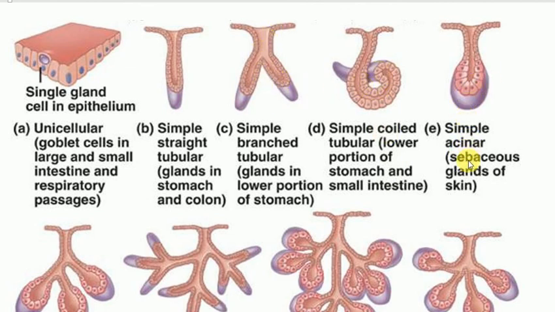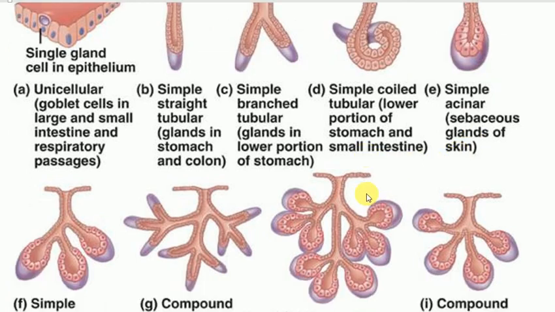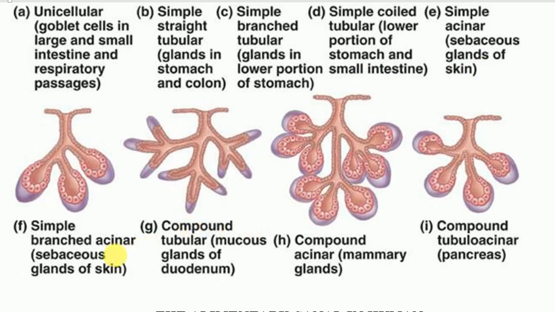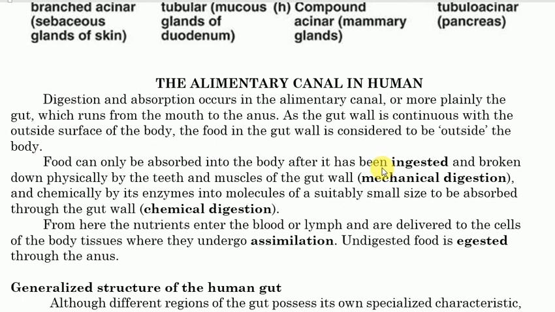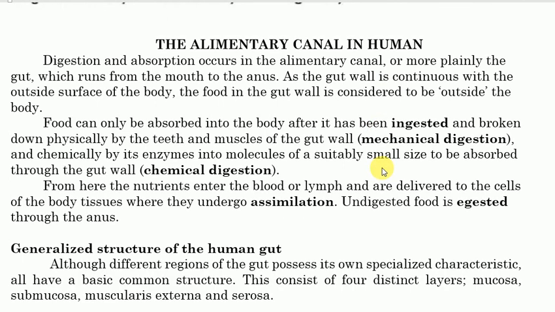Lakini tuna simple acino ambao kuna sebaceous gland of the skin. Pia tuna simple branched acino, tuna sebaceous glands of the skin. Tuna compound tubular ambao kuna mucus gland of the duodenum. Tuna compound acino. Compound acino ni mammary gland kama kwenye breast, na pia tuna compound tubular acino ambao iko kwenye pancreas. So hii video tunaishia hapo, na video inayofuata tutaangalia kuhusu alimentary canal in human.